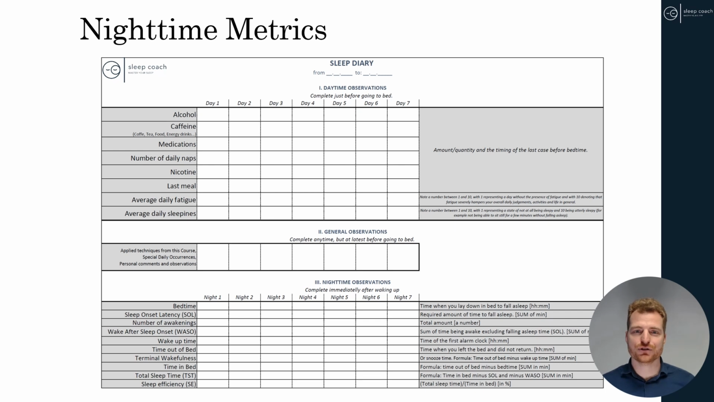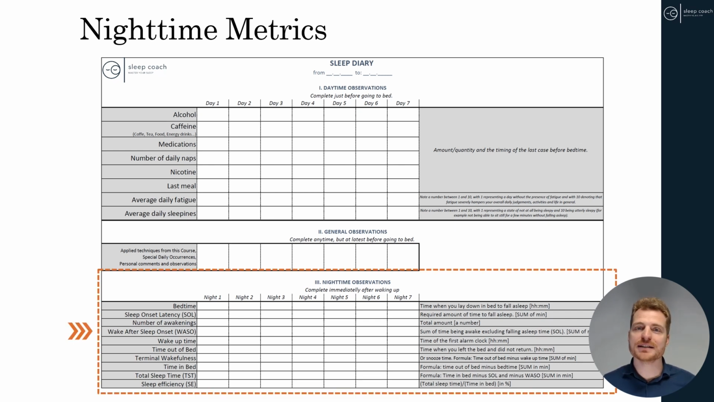The final section includes metrics that occur during the night. Let us examine them closer. Bedtime is the time you lay down in bed with the intention of falling asleep. Write the time in hours and minutes. Sleep onset latency, or SOL, is the required amount of time to fall asleep. Here you might say, but I'm not sure exactly how much time I need. You're correct, but you will not know the exact timing, and this is completely fine.